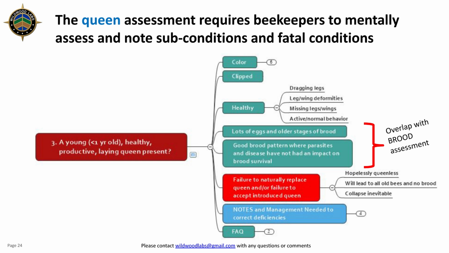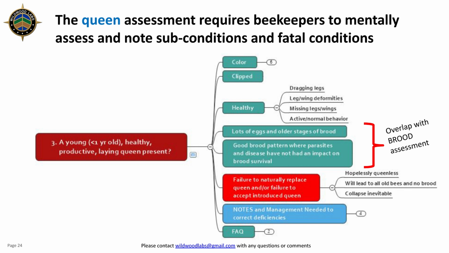The subconditions to mentally check off for the queen condition include these questions. Is she color-coded so her age can easily be determined? Is she clipped? Does she appear healthy with no deformities and her behavior appears normal? Are there lots of eggs and good patterns and no breaks in brood age structure?